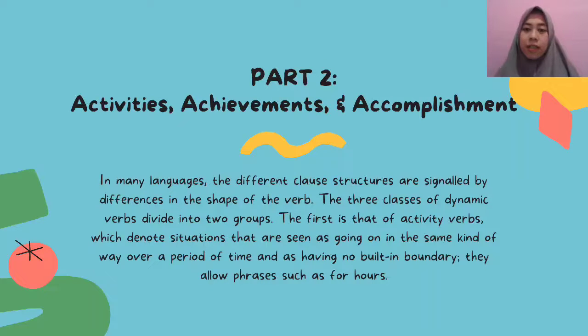Part 2. Activities, achievements, and accomplishments. In many languages, the different clause structures are signaled by differences in the shape of the verb. The three classes of dynamic verbs divide into two groups. The first is that of activity verbs, which denote situations that are seen as going on in the same kind of way over a period of time and as having no built-in boundary. They allow phrases such as "for hours."